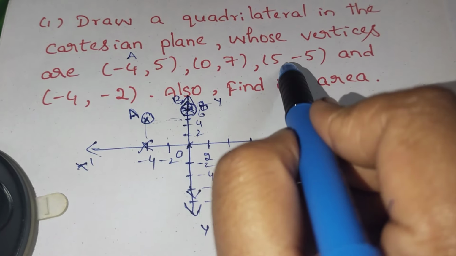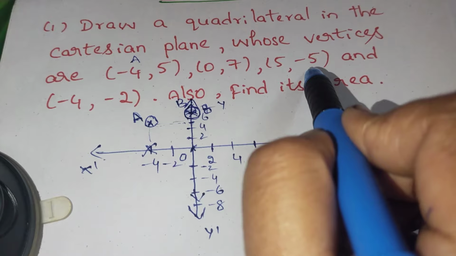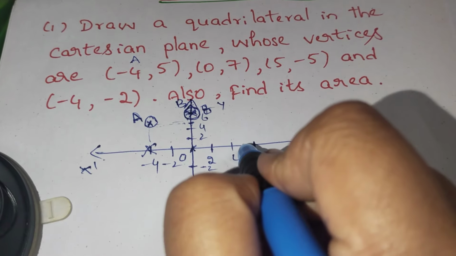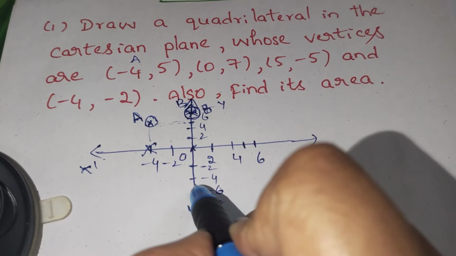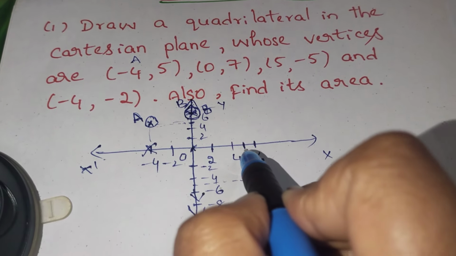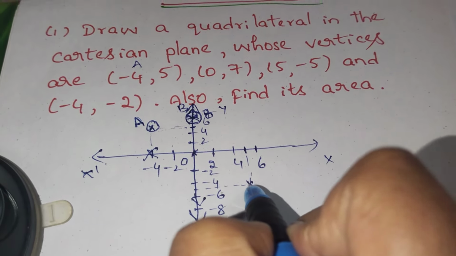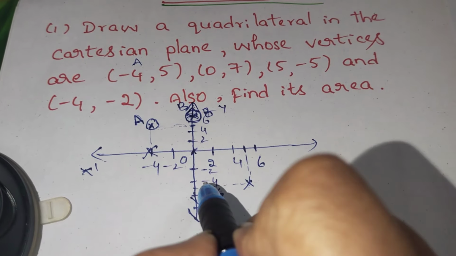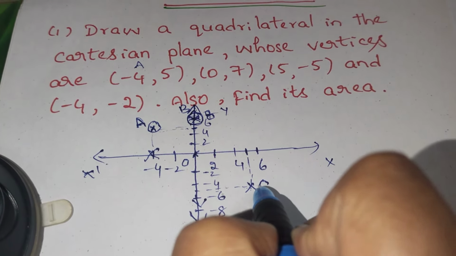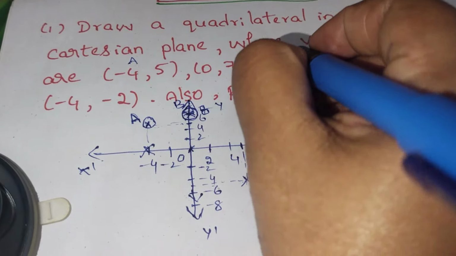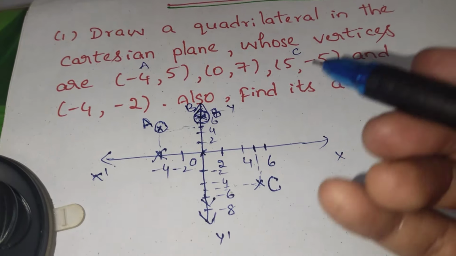Next the C point, plus 5, minus 5. X is plus 5. Y is minus 5. So extend this x-axis line and y-axis line. We get here the C point, that is 5, minus 5, C.